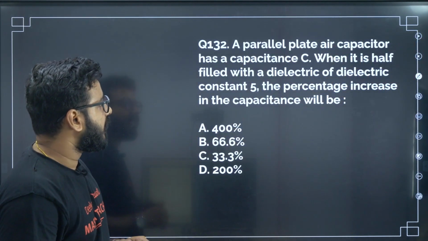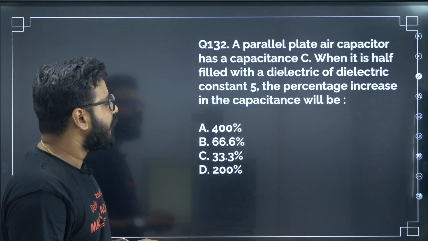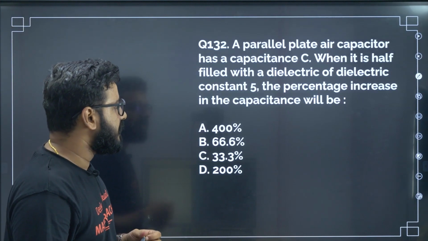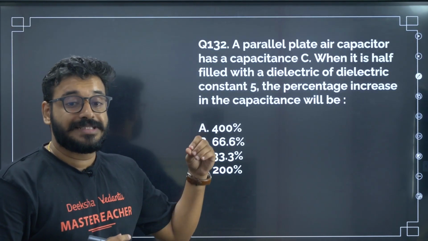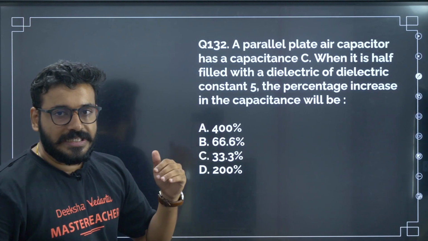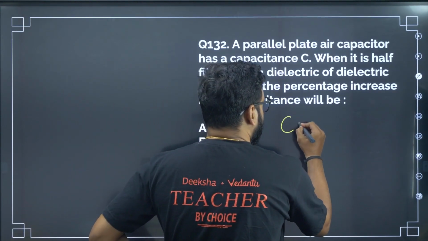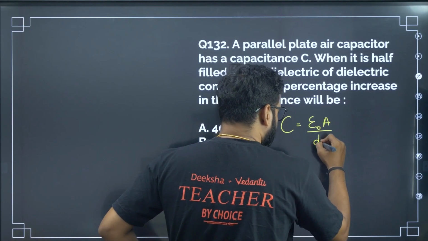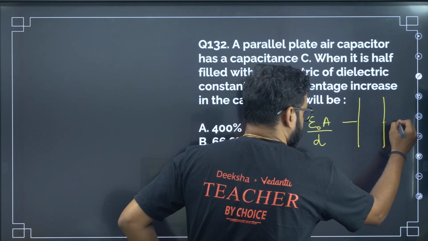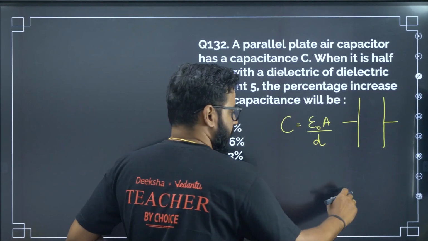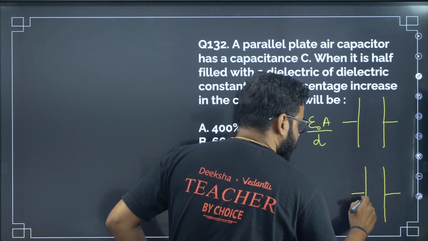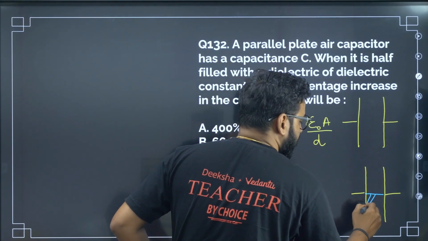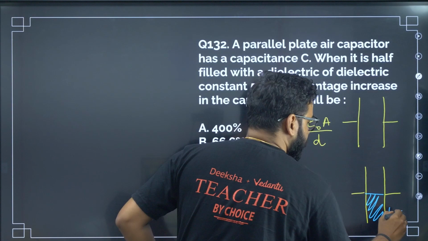A parallel plate capacitor has capacitance C. When it is half filled with a dielectric of dielectric constant 5, what will be the percentage increase in the capacitance? Now see here, initially you had a very simple capacitor, epsilon naught A by D, with air in between. Now the capacitor is half filled. Not about distance, we are talking about the area. Half of the area is filled with a dielectric of constant K equal to 5.